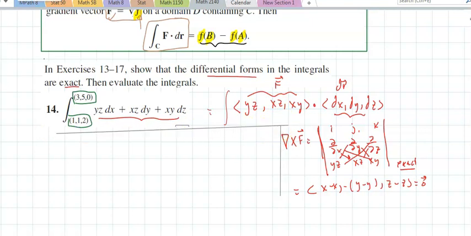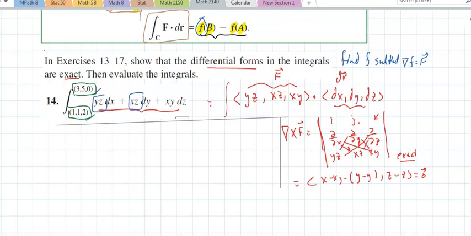Now, they're trying to show us how to use this fundamental theorem. Then they say, okay, well, can you find this function f such that the gradient of f equals this vector field, and use it to evaluate those two values?